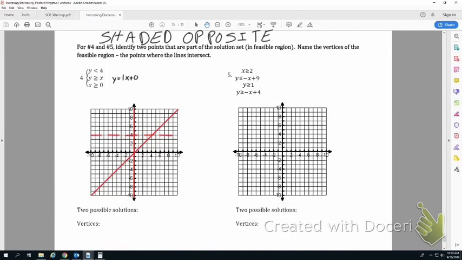Now, if you have 3 equations, a lot of times it's probably pretty easy to figure out. You could probably figure out where the feasible region is probably going to be without even shading. And I don't know where all my lines went. Give me just a second.